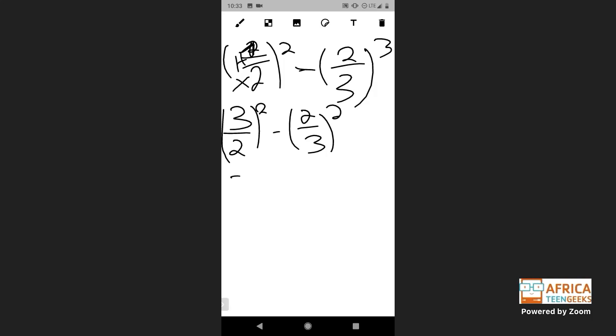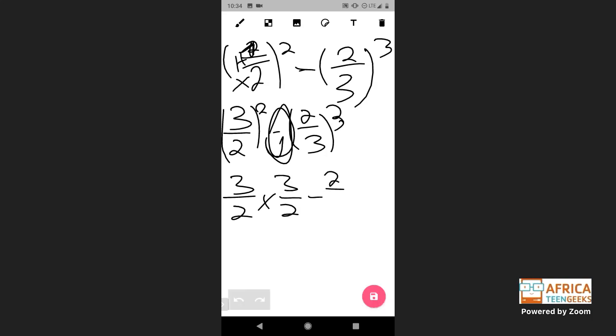When we break it down, we'll have our 3 over 2 multiplied by 3 over 2, minus, here's our subtraction, and here it's 3, not 2. So we'll have 2 over 3 multiplied by 2 over 3 multiplied by 2 over 3. This is your power of 3 right here. So guys, now let's calculate.